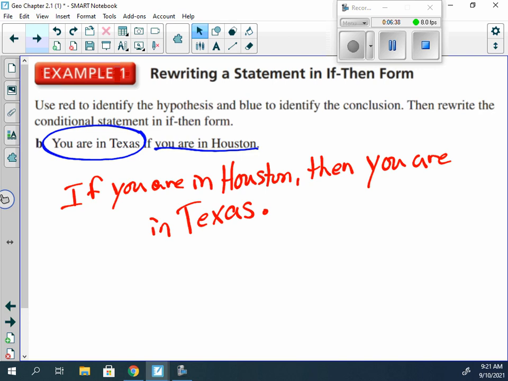Now this one here is just like the first one, really only works one way. Because if we flipped it, if you are in Texas, then you are in Houston. Does that work? Let's try it a different way. Let's say instead of Houston, let's say Concord, and instead of Texas, let's say Oklahoma. Because if you were in Concord, then you were in Oklahoma. Yes? If you were in Oklahoma, then you are in Concord.